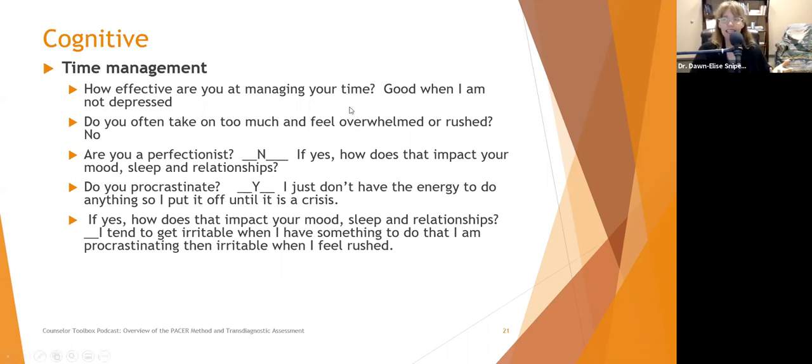He does see that he procrastinates, which goes back to that honey-do list. He says, I just don't have the energy to do anything right now, so I put it off until it's a crisis, which probably doesn't help with family relations. He says he tends to get irritable when he has something to do that he's procrastinating, and then irritable when he feels rushed to get it done. Okay, well, that makes sense.